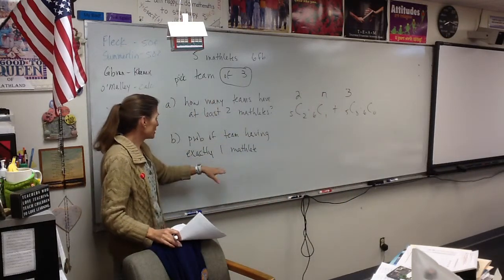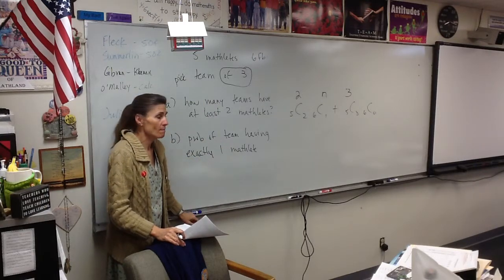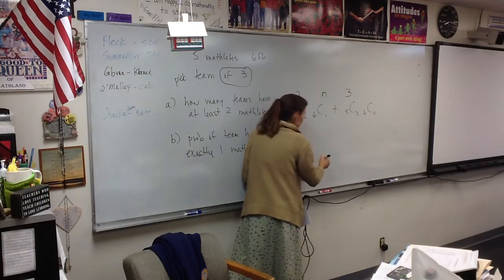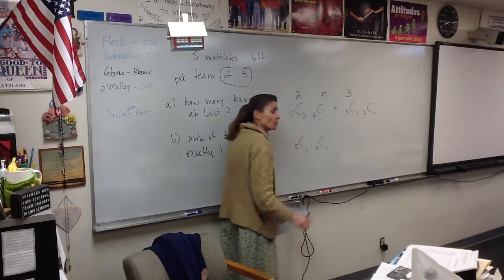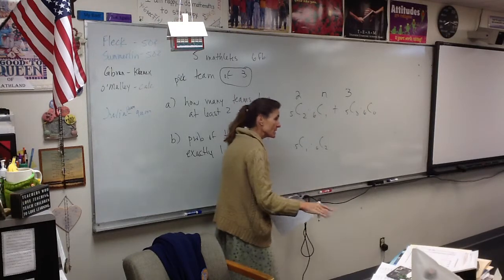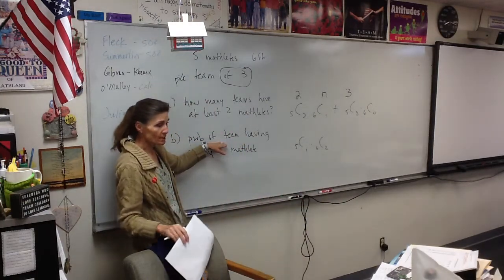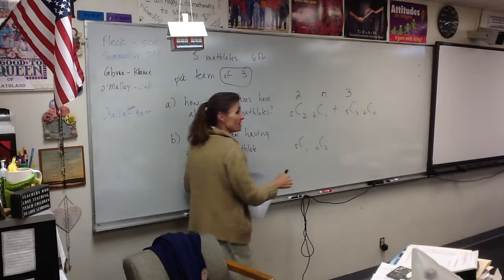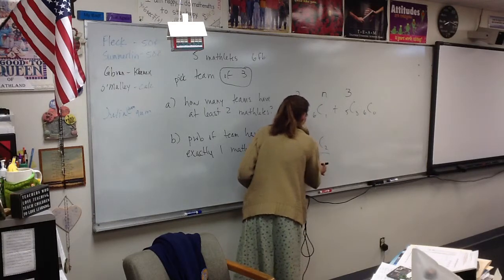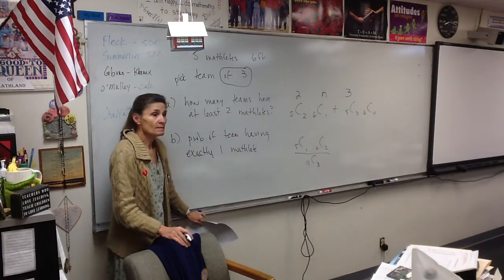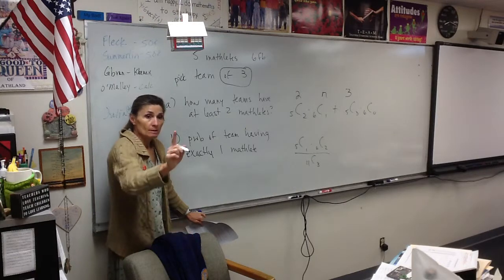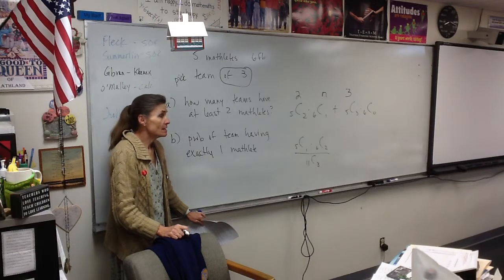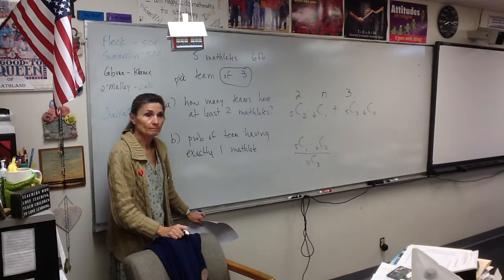I'm gonna pick my team of 3. What's the probability of exactly one mathlete? 5C1 times 6C2. Over, remember, it's a team of 3. No football players are mentioned here. But if there's only one mathlete, there's got to be 2 football players. And then divided by 11C3. Why 11C3? Denominator is always the total. How many total kids are there? 11. How many total am I picking? 3.